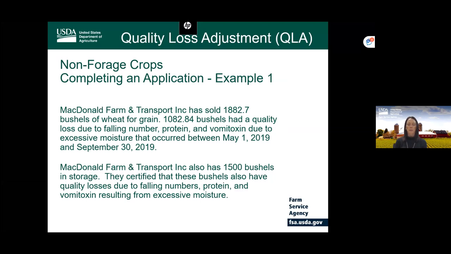McDonald Farm and Transport Inc. also had 1,500 bushels in storage. They certified that these bushels also have quality losses due to falling numbers, protein, and vomitoxin resulting from excessive moisture. So in this scenario, because that producer had sold crop that had the verifiable quality factors determined and they can provide documentation of that, they can say that the quality of the crop that's still in the bin is the same as what was sold, and therefore they're going to apply for the 1,500 bushels using the sold production quality factors.